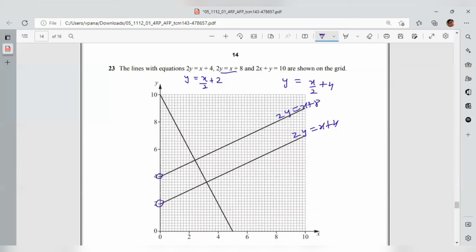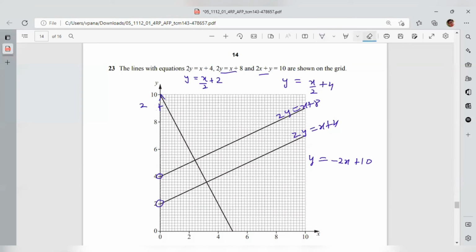Then 2x + y = 10. When I bring y as the subject here, I get y = -2x + 10. So 10 is the y-intercept. So this is the line which has the equation 2x + y = 10.